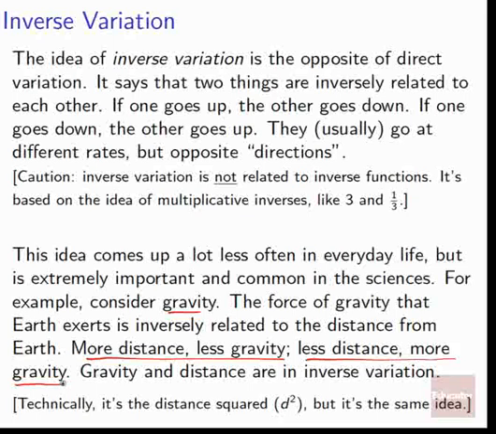And technically, just so we have this on the books officially, it's not actually distance that is the inverse, it's the distance squared, but it's the same idea. One is going up, the other one's going down; if the first one goes down, the other one goes up. Technically it's d squared, but you can learn about that in a physics class. Don't worry about that right now.